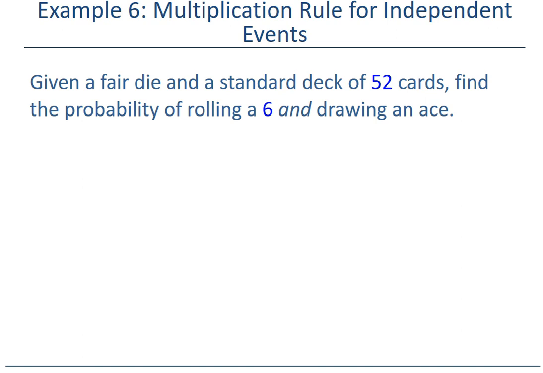Given a fair die, that's one of the set of dice, has 6 sides, and a standard deck of cards that has 52 cards, find the probability of rolling a 6 on the die and drawing an ace. Well, we might think of this a little bit here before we get started.